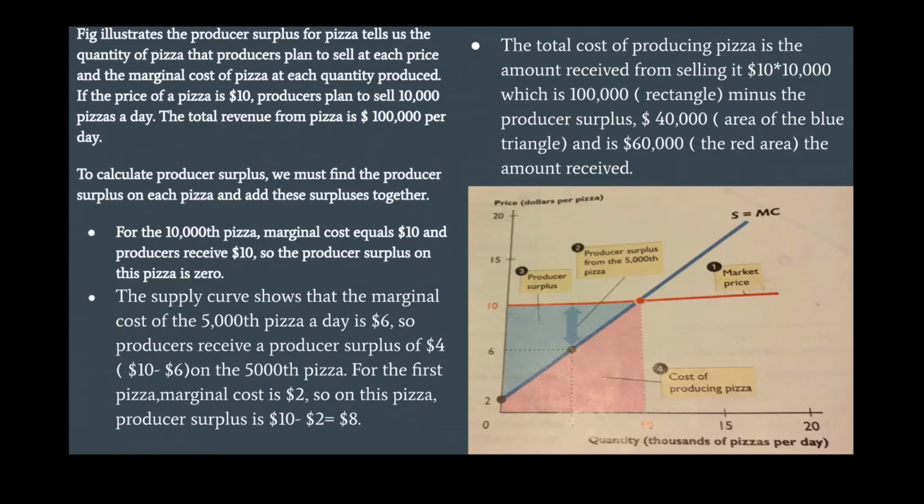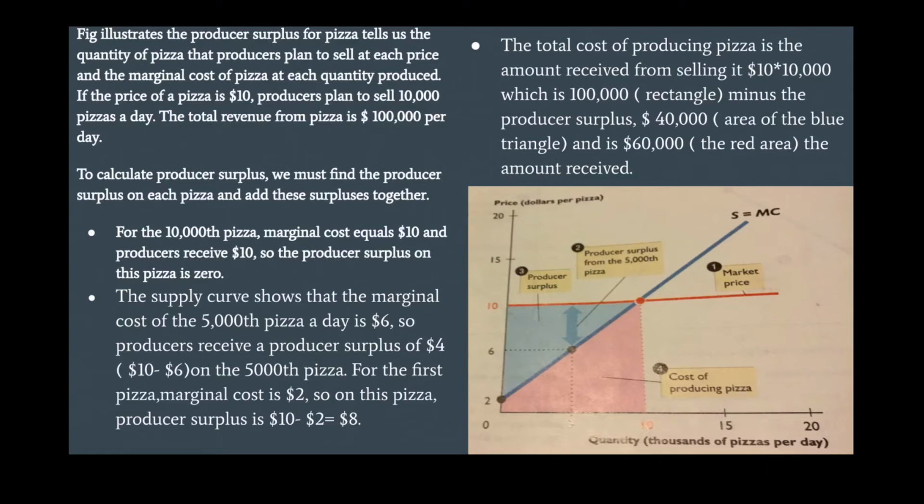The figure illustrates the producer surplus for pizza. It tells us the quantity of pizza that producers plan to sell at each price and the marginal cost of pizza at each quantity produced. If the price of pizza is $10, producers plan to sell 10,000 pizzas a day. The total revenue from pizza is $100,000 per day. That is price times quantity supplied.